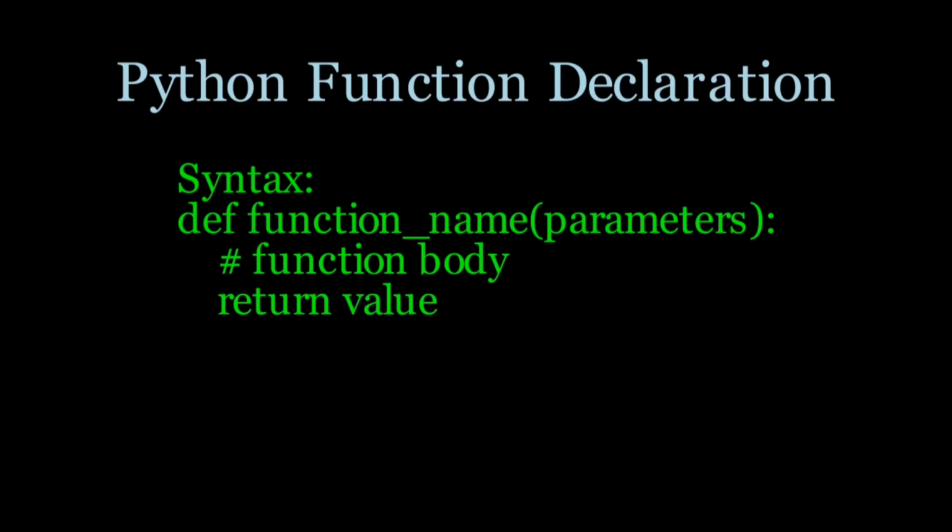parentheses which may contain the parameters. The function body is intended to contain the code that will execute when the function is called. Optionally, we can use the return statement to send a value back to the caller when the function completes.